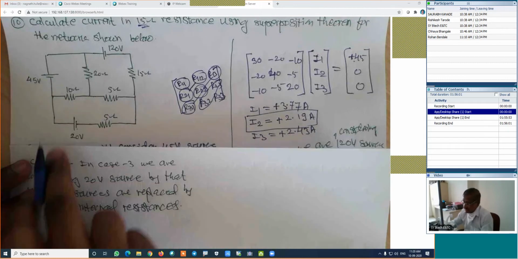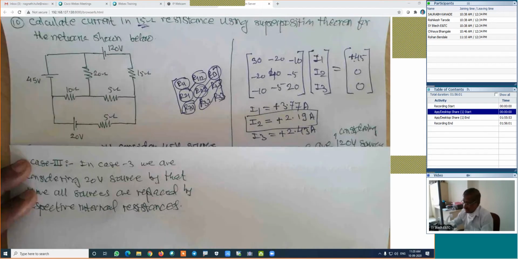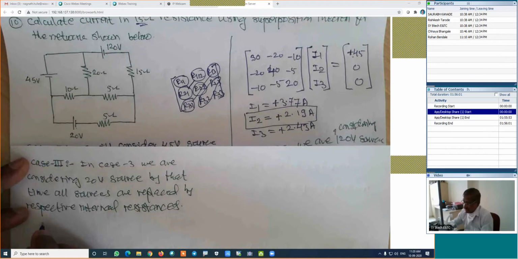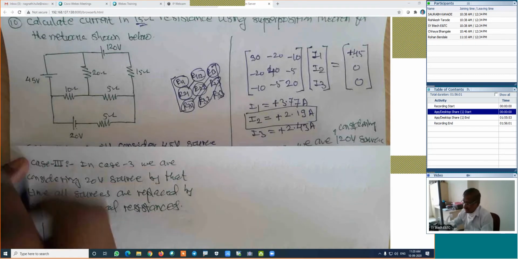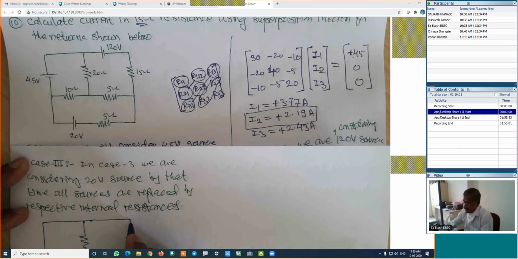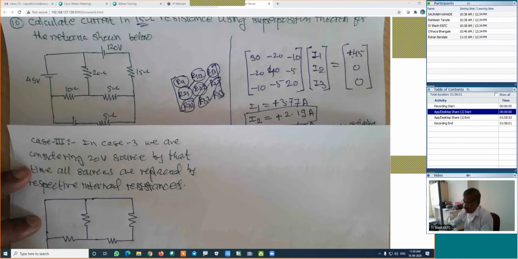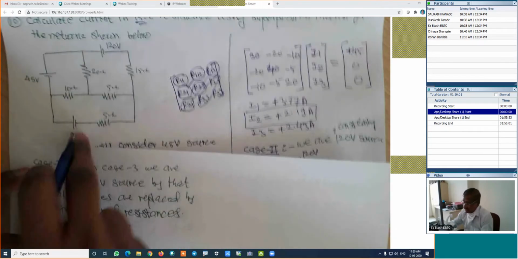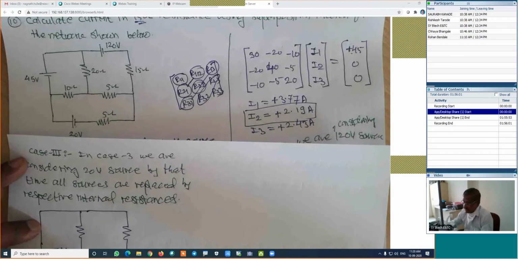Only I will consider this 20 volt source. I will remove everything. In that case, the figure will be something like this. This 45 will be replaced by its internal resistance. Here will be the 20. This 120 will be replaced by its internal. This is 15. Here it will be the 10. This will be the 5, and finally I will consider only the last source, which is the 20 volt source.